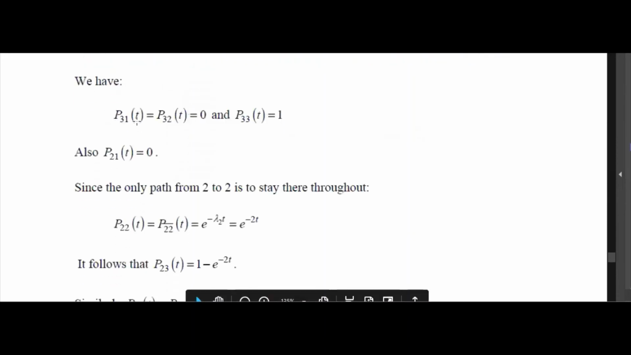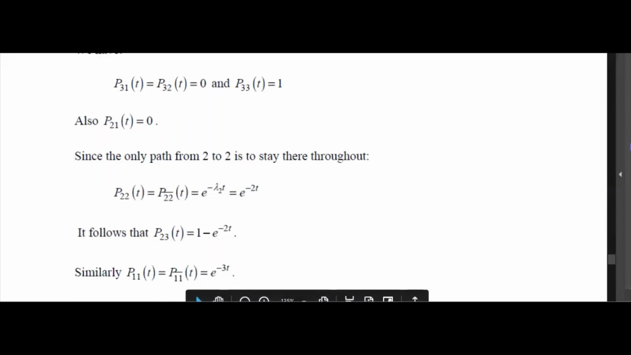It says P31 is 0. By the diagram you can see the probability from 3 to 1 is not there, 3 to 2 is not there, 3 to 3 is 100%, because that is a dead state kind of a thing. P21 is also 0, because there is no way you can go to a normal state from terminally sick. That is 0. So 1, 2, 3, 4 we already got.